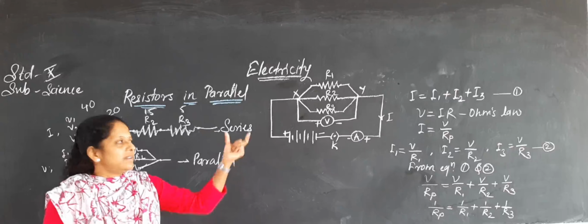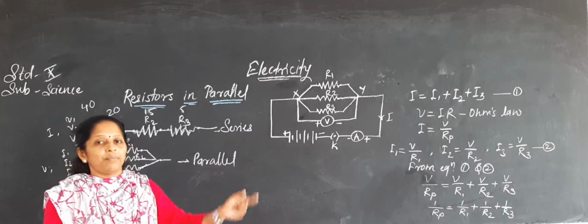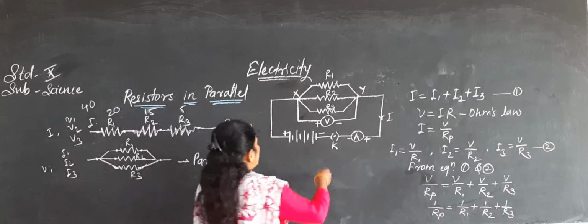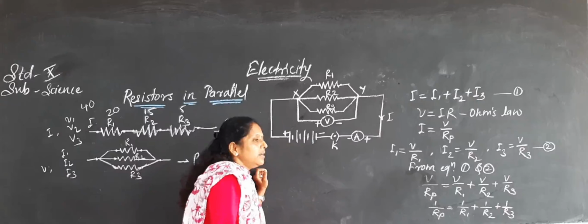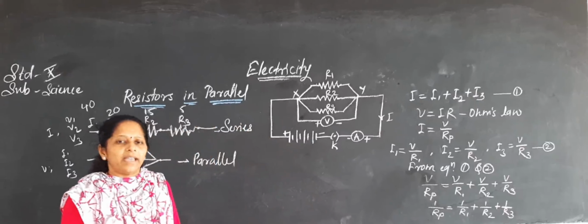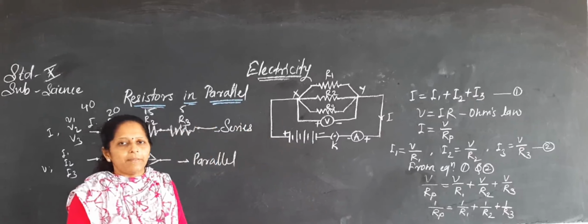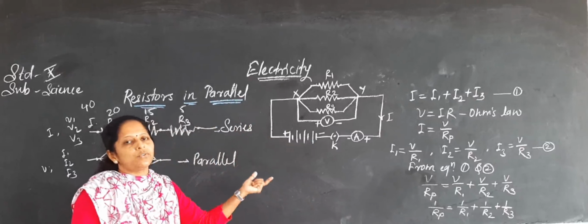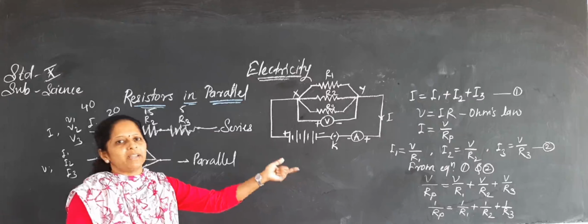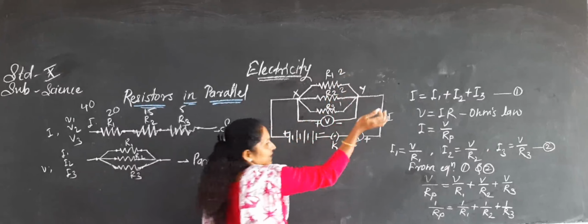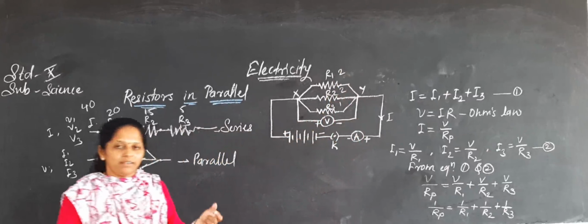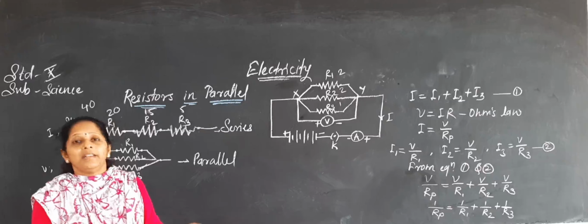It is a different one, it is dividing, not the same for each. Here also, if we take the currents as 2 ampere, 2 ampere and 1 ampere, then I is equal to 2 plus 2 plus 1, which is 5. It is a separate, different current for the different resistors.